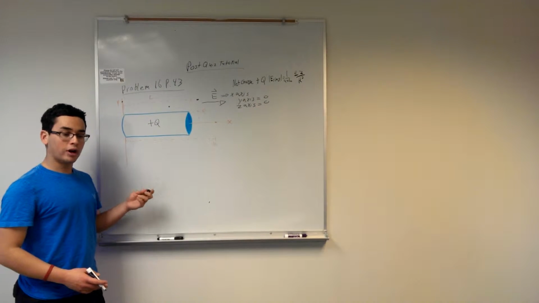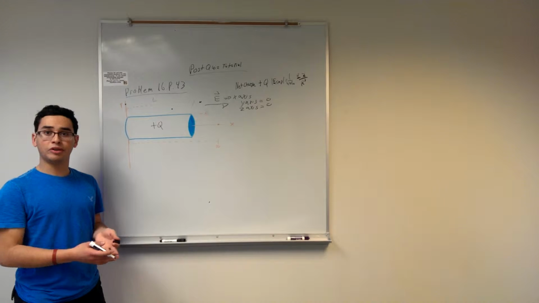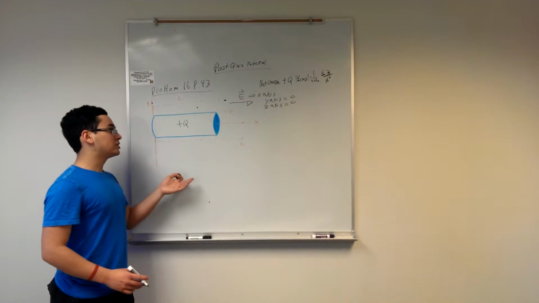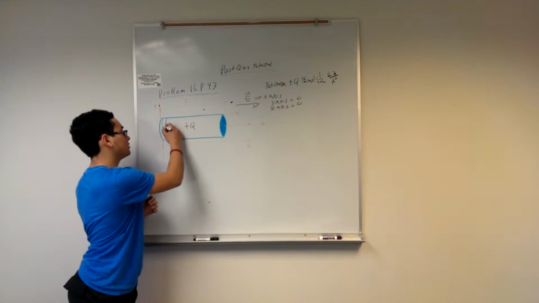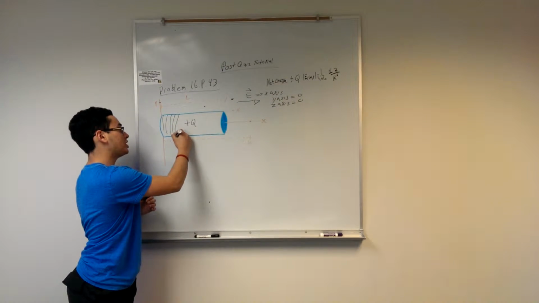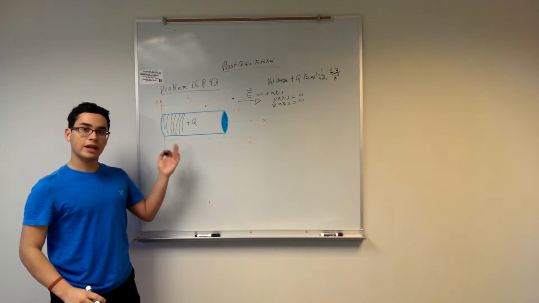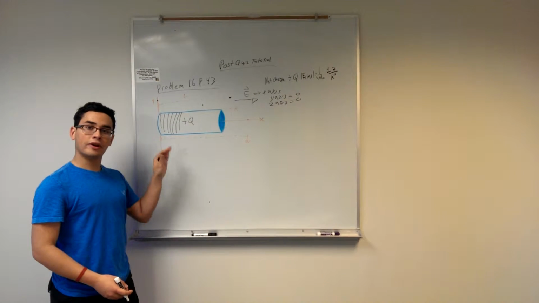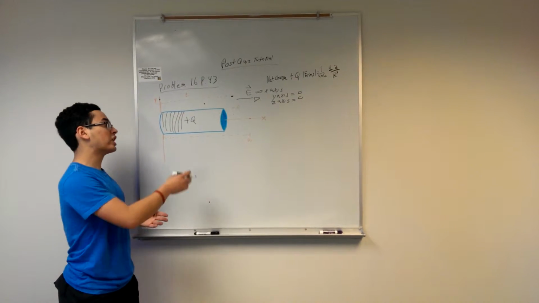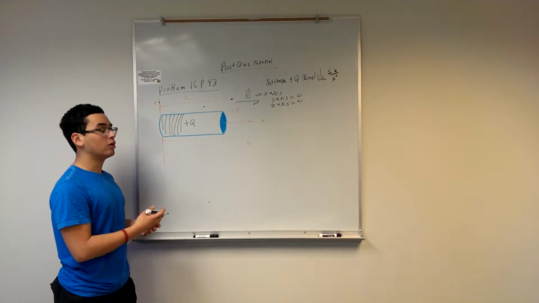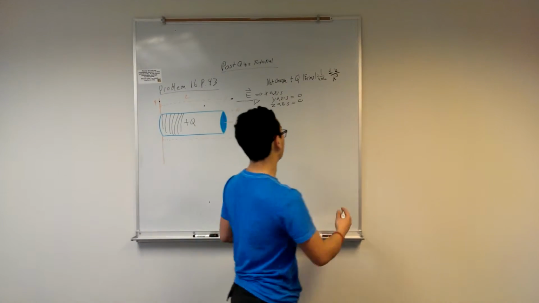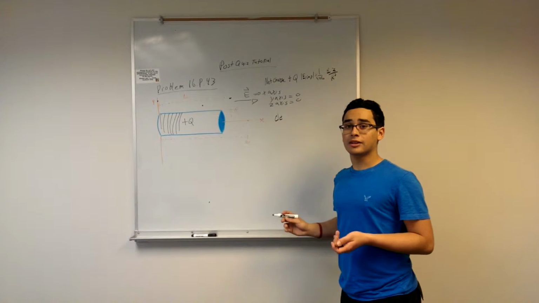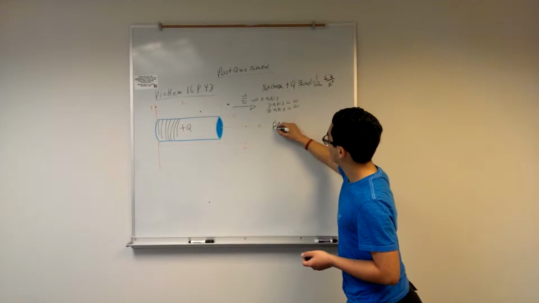For an object with a distributed charge, the best way to find the electric field is to divide it up into little parts. We would find the electric field on all these parts, dividing the charge of the cylinder equally. Then we integrate over the length of the cylinder to find the total electric field. We're going to call the electric field of the small piece dE.